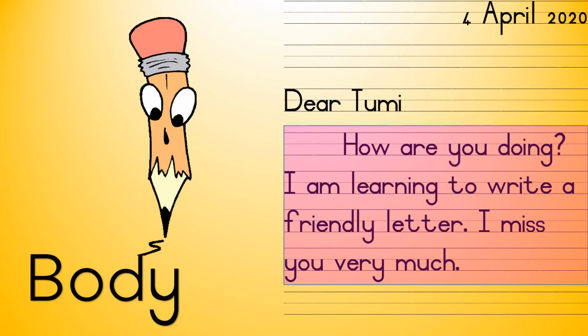Here we have the body of the story, the main part of the story. Here we are going to write what we want to tell the person. So here we have an example. I start the story with, how are you doing? I'm asking the person how they are. And then I tell them a bit about myself. I am learning to write a friendly letter. I miss you very much. So this is the main part of my story, and that is the message I want to carry across to the person I'm writing to.